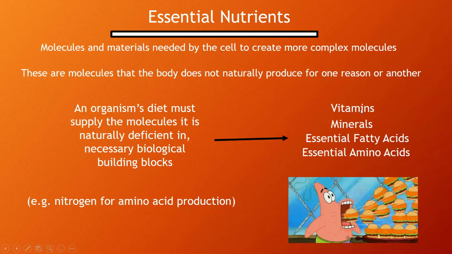And so we'll talk about where nitrogen comes from in the environment, but these essential nutrients can generally be broken down into 4 different areas. So you have vitamins, minerals, essential fatty acids, and then essential amino acids. And so if you are not taking in any one of these particular things, you can be malnourished, even if you have all the other ones.